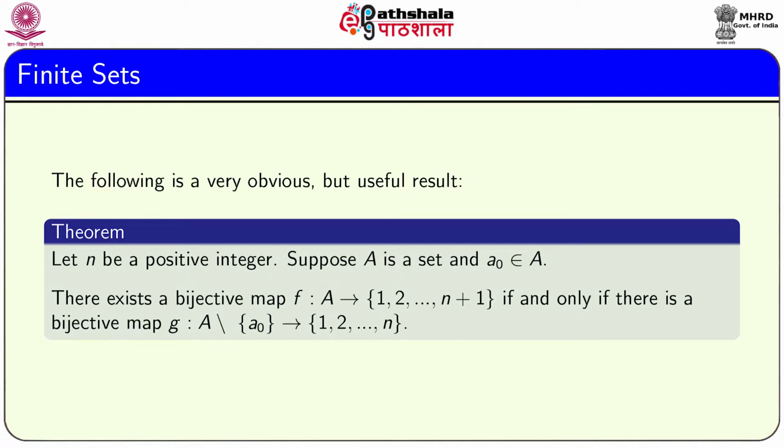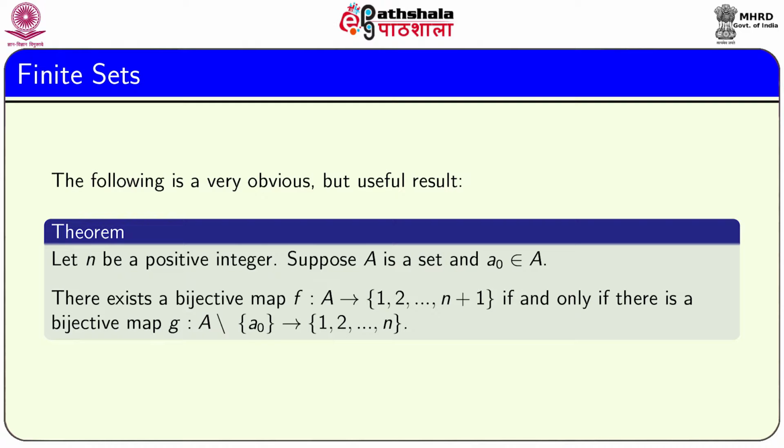Now, the following is a very obvious but useful result. Suppose n is any positive integer and A is a set, and we take a point A0 from A. The theorem states that there exists a bijective map F from A to the set 1 to n plus 1 if and only if there is a bijective map G from A minus A0 to the set 1 to n.